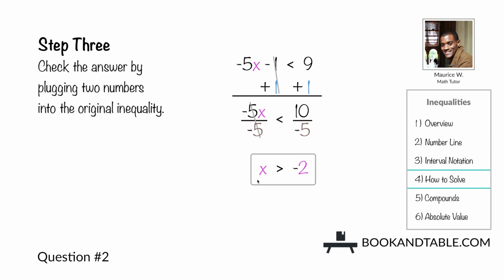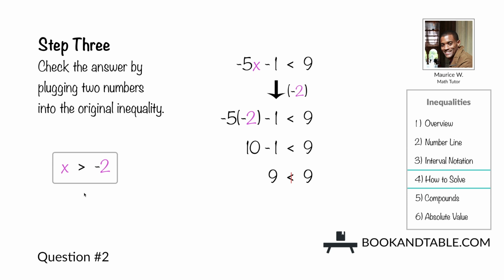And now step 3, we want to check the answer by plugging two numbers into the original inequality. So since we have x is greater than negative 2, we should try negative 2, and it should not work since x cannot equal negative 2. And then we can plug in negative 1, since x should be larger than negative 2, and negative 1 should then work.